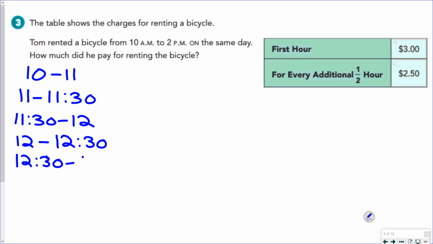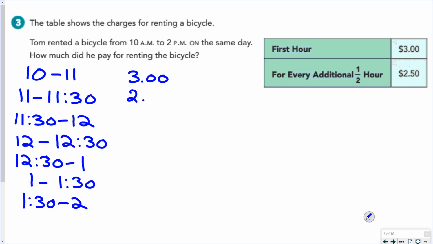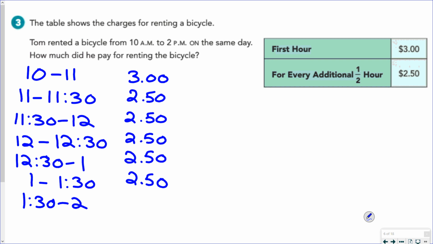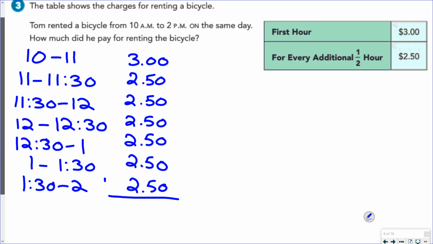So you'll see I've broken this down into those half-hour time slots. And then I can put my information in. Well, for the first hour, from 10 to 11, that's $3. And then for every additional half hour, it's $2.50. So for all of these half-hour time slots here, I'm going to put in $2.50. Okay. And then to get that answer, I add all of those up.